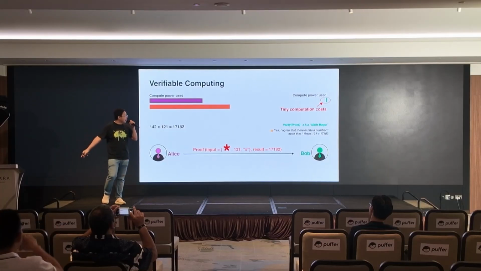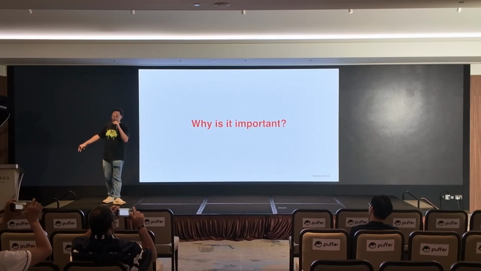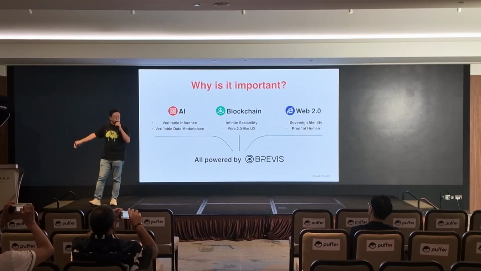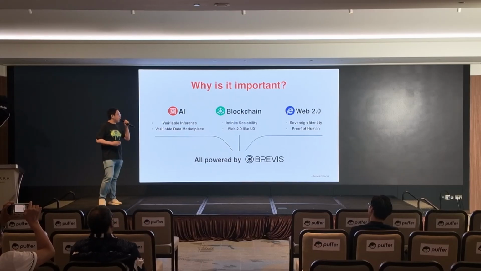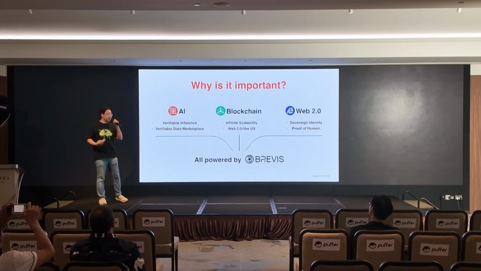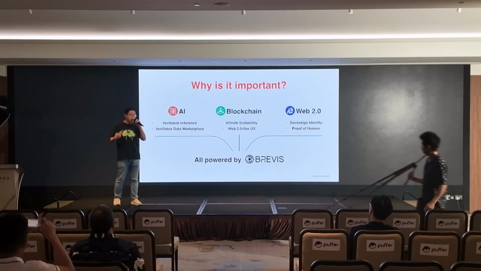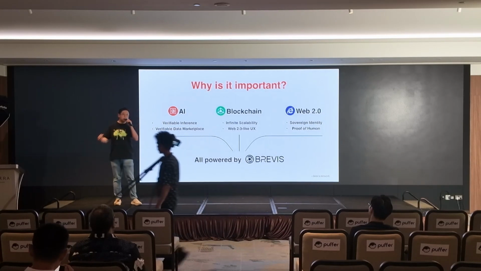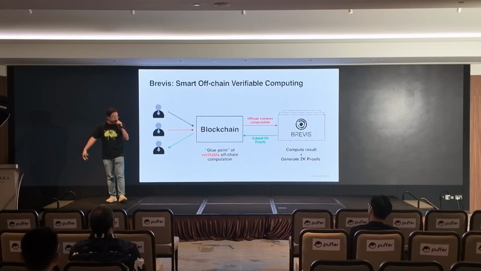So why is this important? This is important because this is what powers Brevis. Verifiable computing is what Brevis is built on, and this enables blockchain applications to achieve infinite scalability with a Web2-like user experience, and also has much applicability in the Web2 and AI world as well.